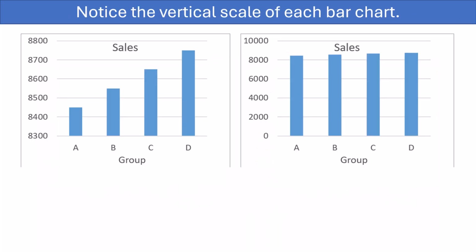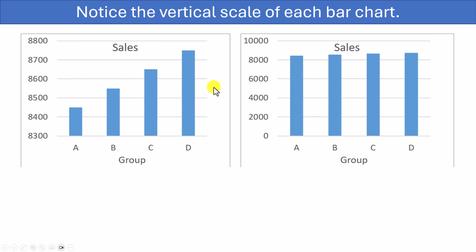All right, so here is another similar example. We have group on our horizontal axis, and then we have sales on our vertical axis. And once again, we have the same information on these two graphs, but they're just displayed a little bit differently in terms of their vertical axis. So the one on the left starts at 8,300 and the one on the right starts at 0.